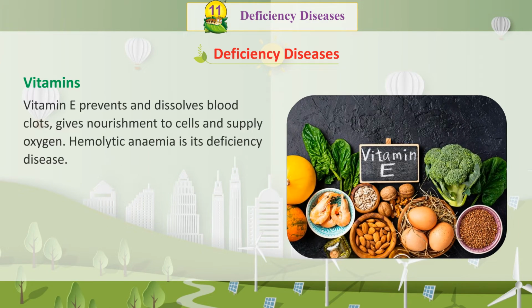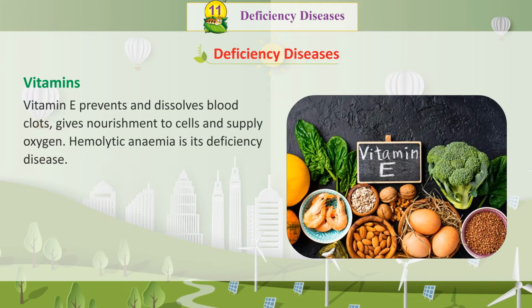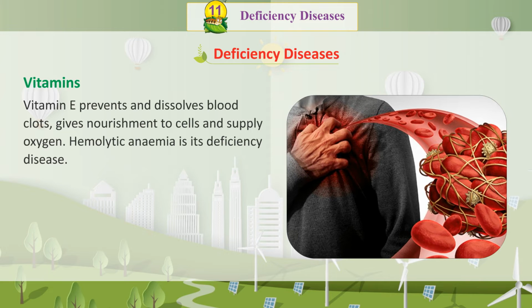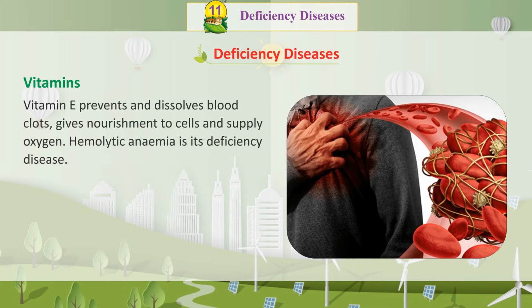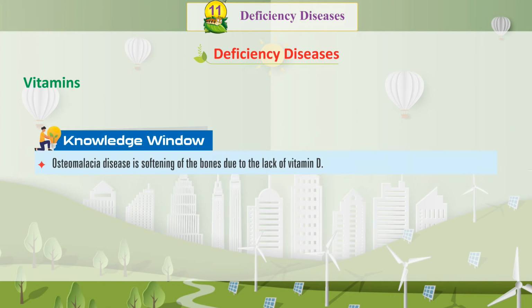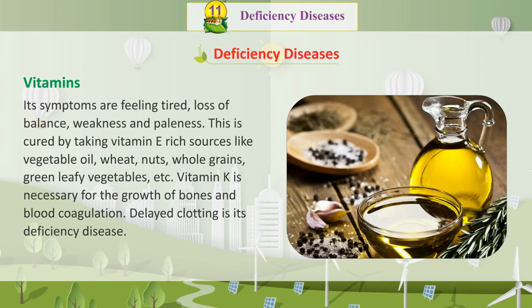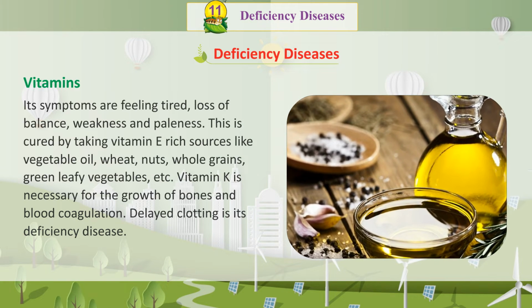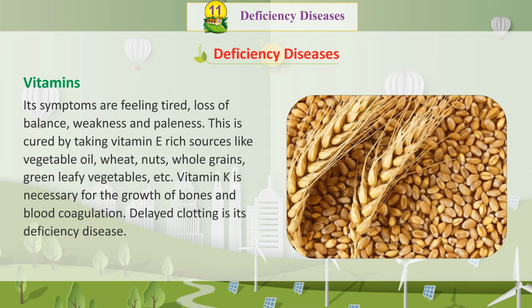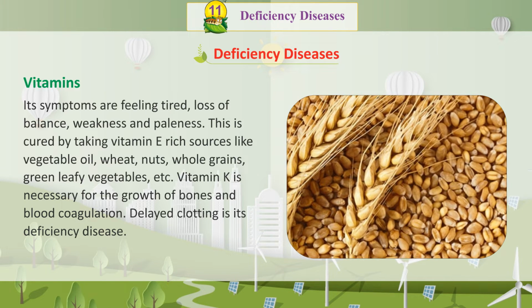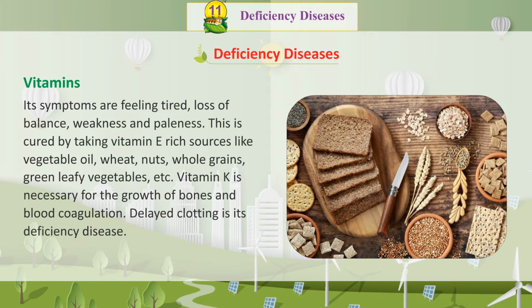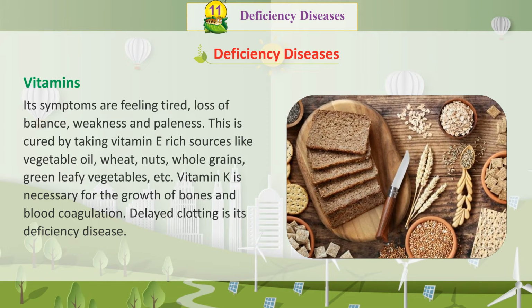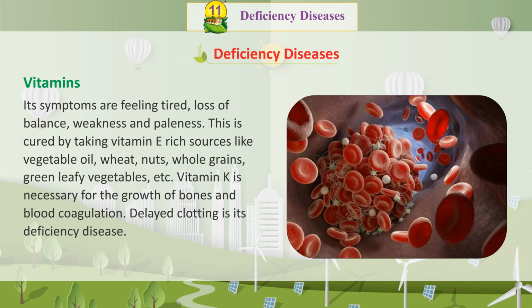Vitamin E prevents and dissolves blood clots, gives nourishment to cells, and supplies oxygen. Hemolytic anemia is its deficiency disease. Knowledge window. Osteomalacia disease is softening of the bones due to the lack of vitamin D. Its symptoms are feeling tired, loss of balance, weakness, and paleness. This is cured by taking vitamin E-rich sources like vegetable oil, wheat, nuts, whole grains, green leafy vegetables, etc.